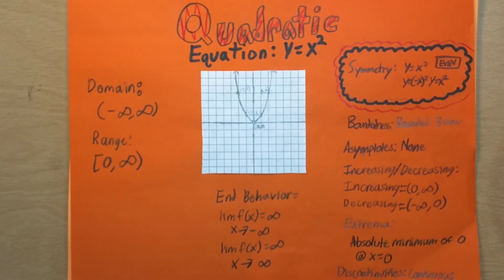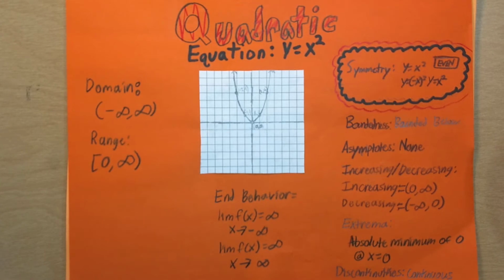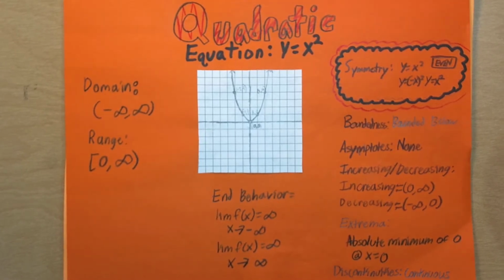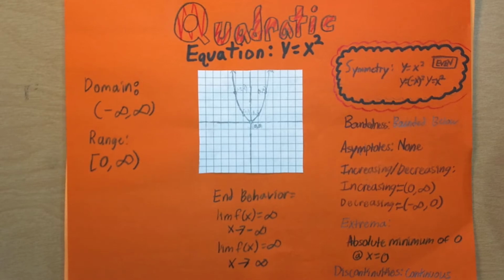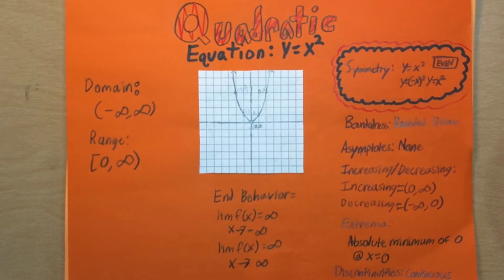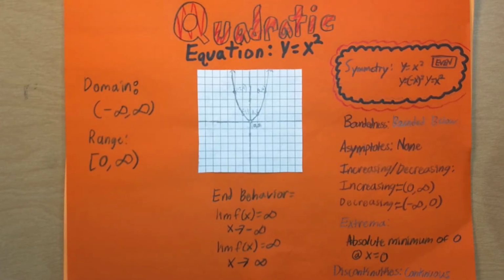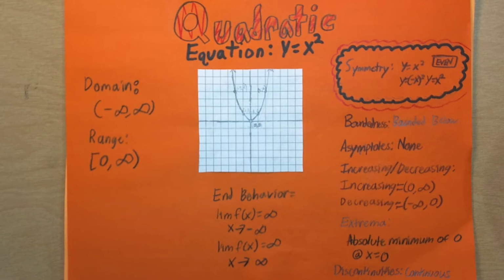The function is continuous. The domain is from negative infinity to positive infinity since there are no restrictions. The range is from 0 to positive infinity, which can be seen from the graph, and also because the minimum y value is at 0. For the end behavior, as x approaches negative infinity, y approaches positive infinity, since y values keep increasing forever, and the same thing occurs as x approaches positive infinity.